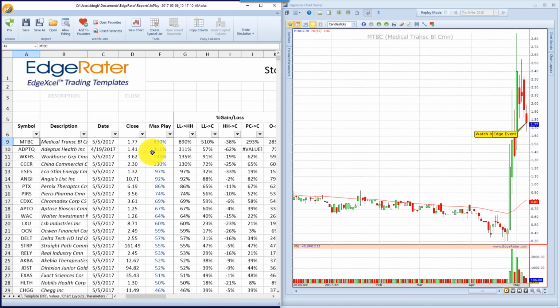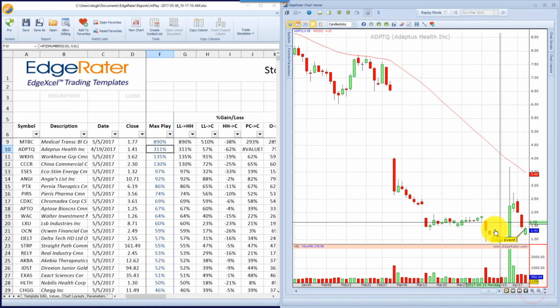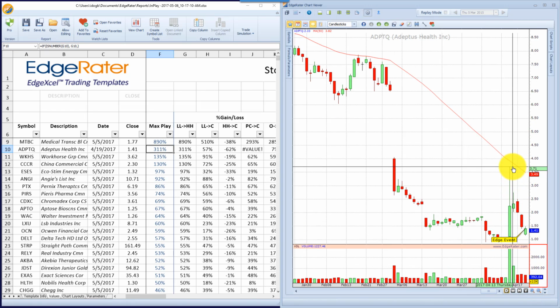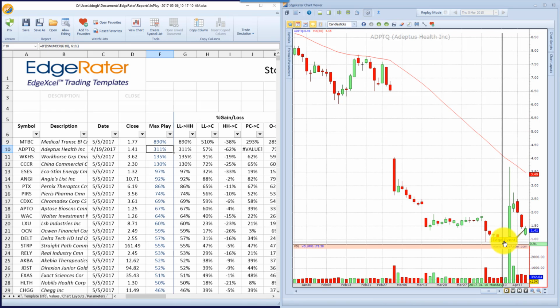Okay, let's go down the list a bit further. This is an interesting one, and this is an example of what max play actually gives you. So this didn't appear on the gain for the week because it ended up pretty much close to where it started for the week, but it did have a move during the week. So you can see that it went to a high of about 370 and then came back down to close at about 130, 140. But the maximum play was 300%.